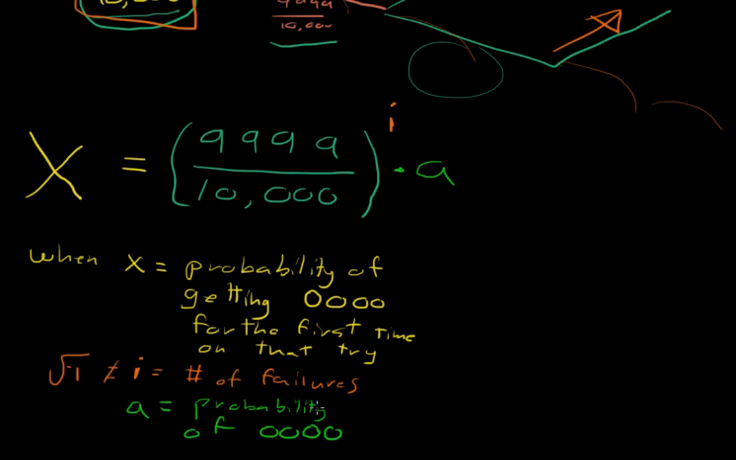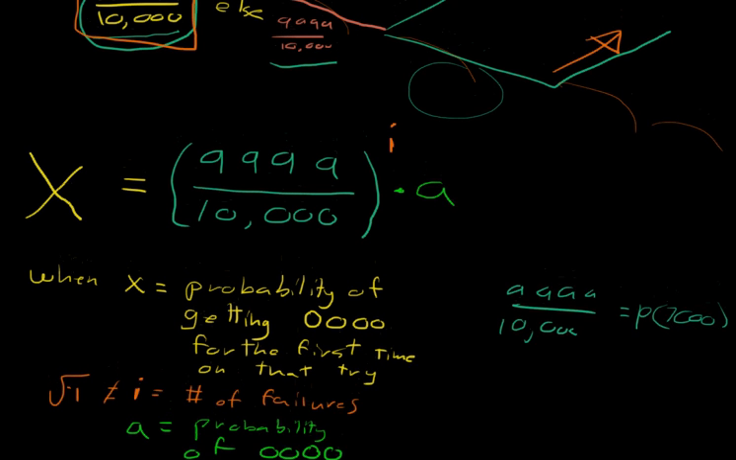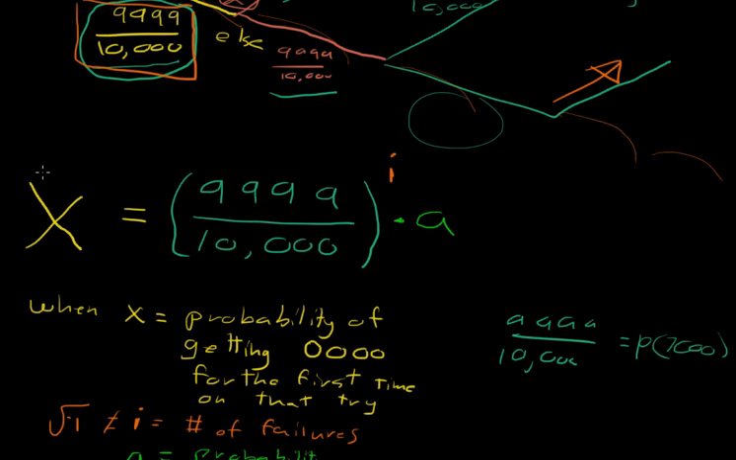Okay? And so if I'll simplify a little bit, 9999 over 10,000 is equal to the probability of not getting 0, 0, 0, 0. That's the symbol for not. Then we can just say the entire probability of getting the specific outcome on this specific try is equal to the probability of not getting it times the number of times itself, the number of times that you didn't get it, times the probability of getting it.